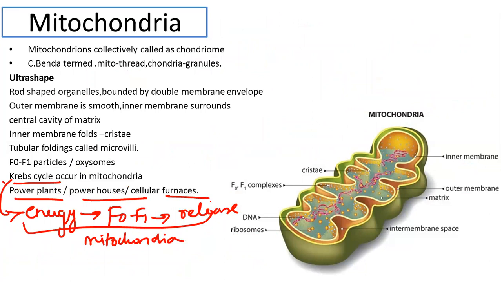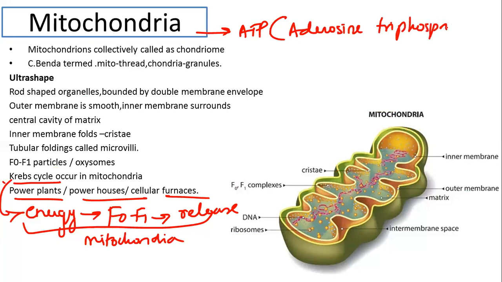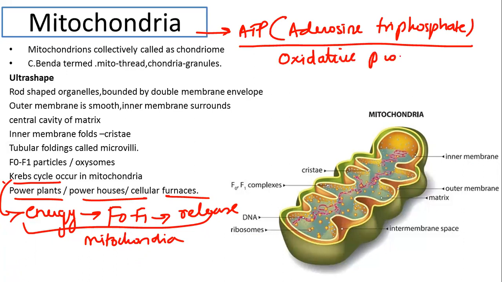It is going to produce energy in the form of ATP. What is ATP? Adenosine triphosphate. The process of producing ATP is called oxidative phosphorylation. So what is oxidative phosphorylation? It is nothing but production of energy.